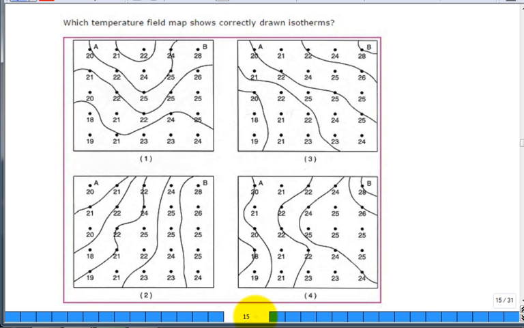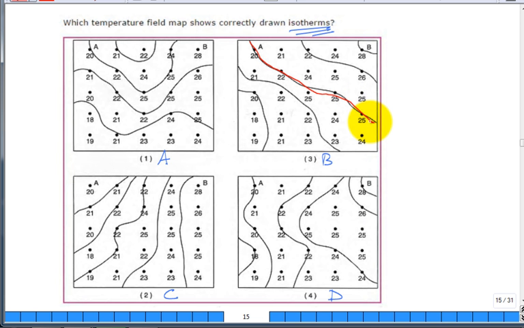Which temperature field, for that same one I just showed you, is correctly drawn isotherms? Version A, version B, version C, or version D? Drawn isotherms. Which map of these A, B, C, or D, 3 of them are wrong, 1 of them is correct, is a correct representation of isotherms? Professor, what are the isotherms? Those are the lines. This line is an isotherm. That's what they're showing by a line, right?